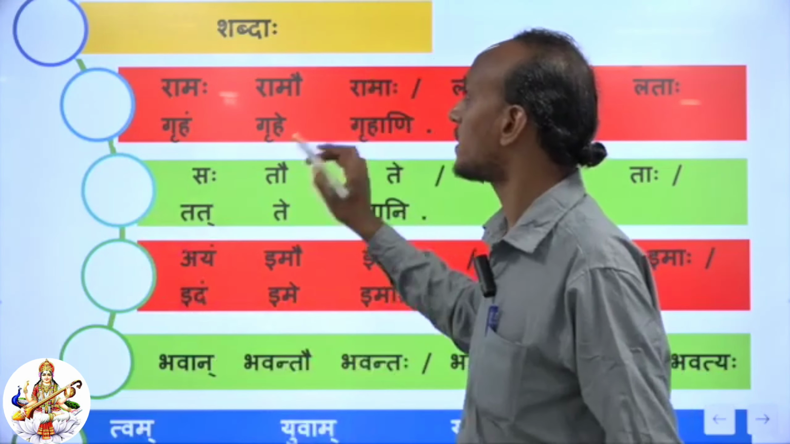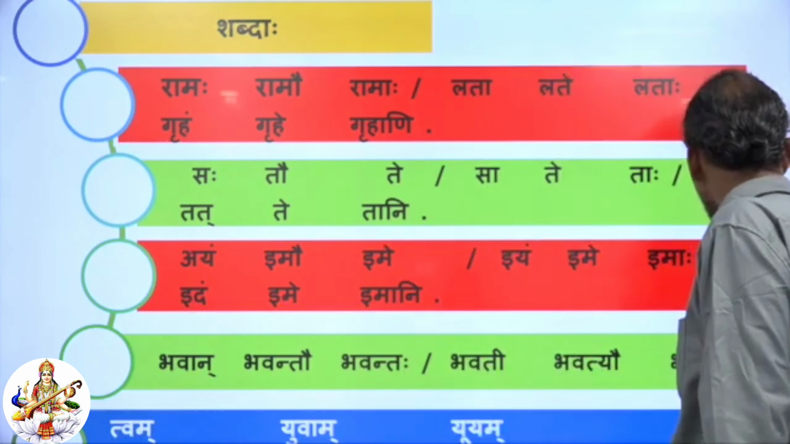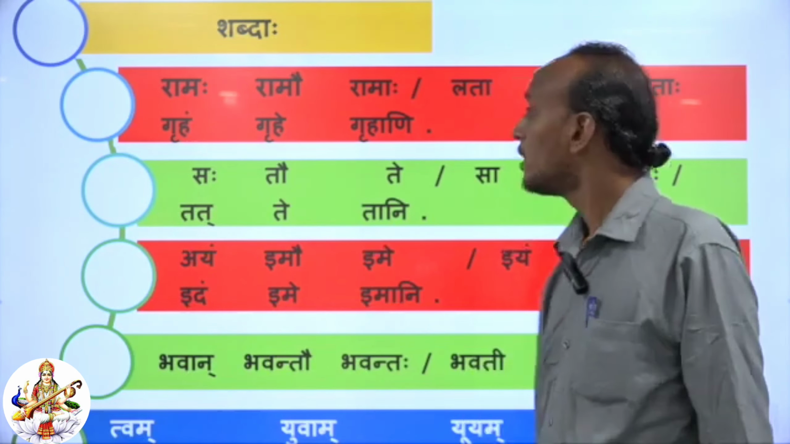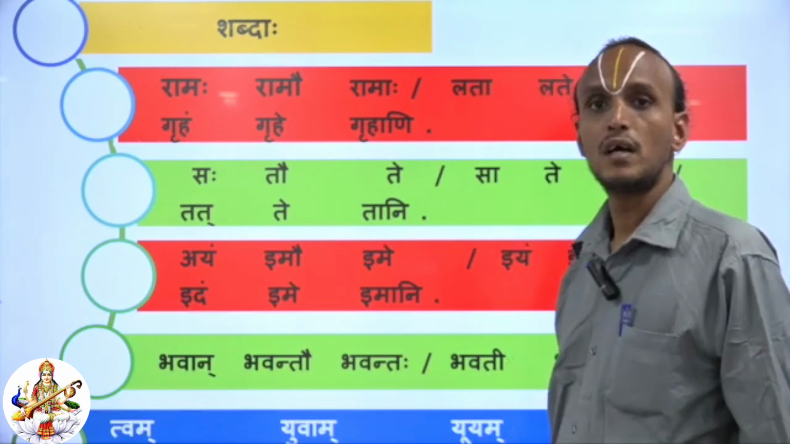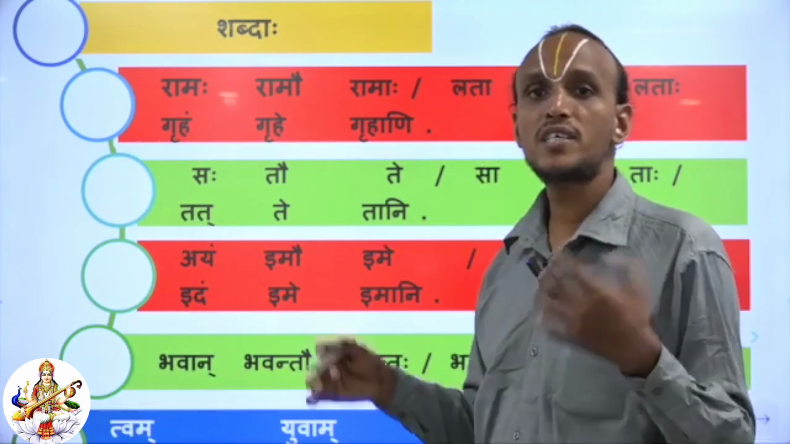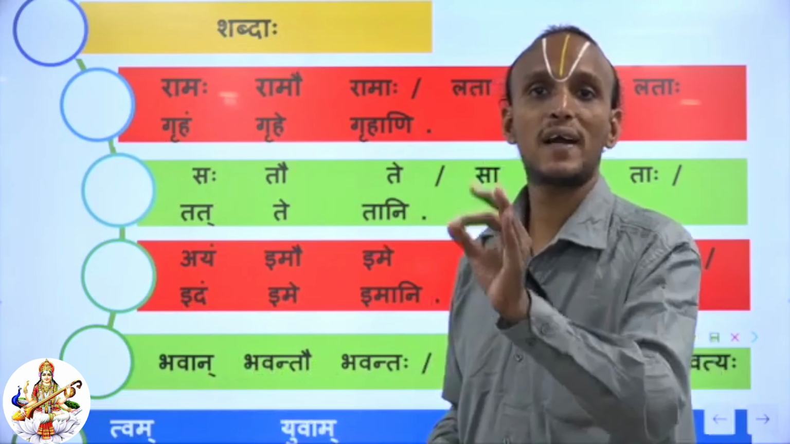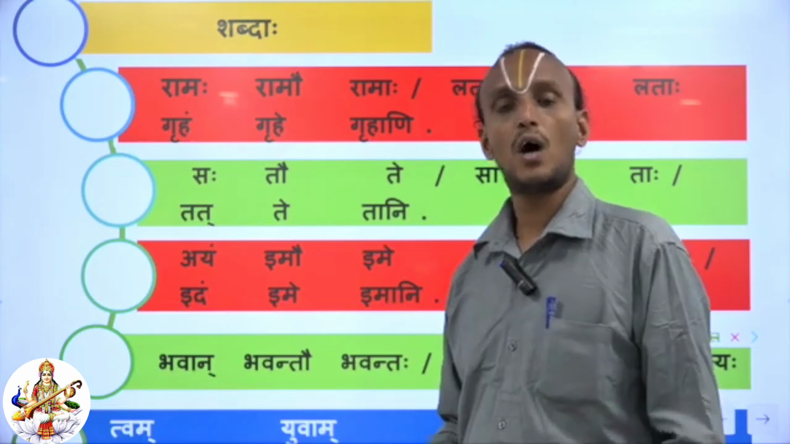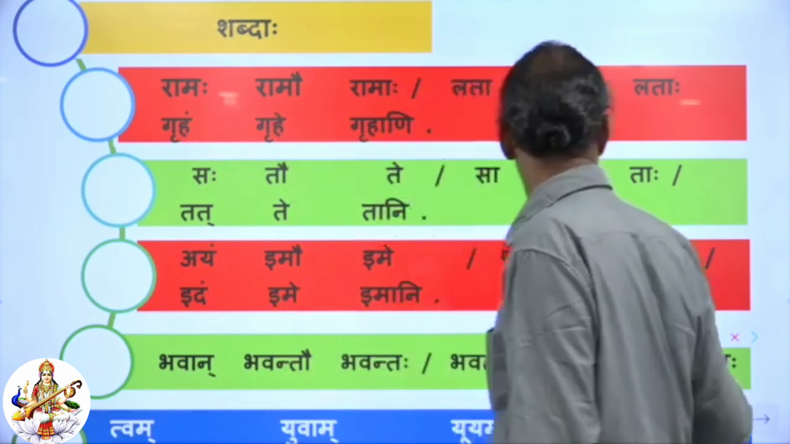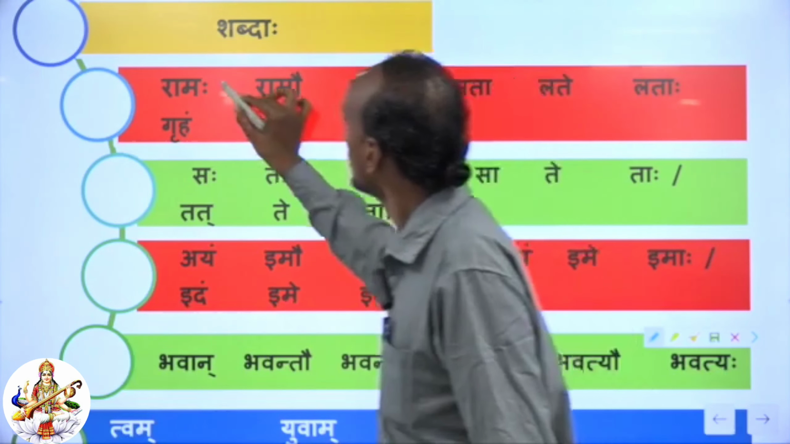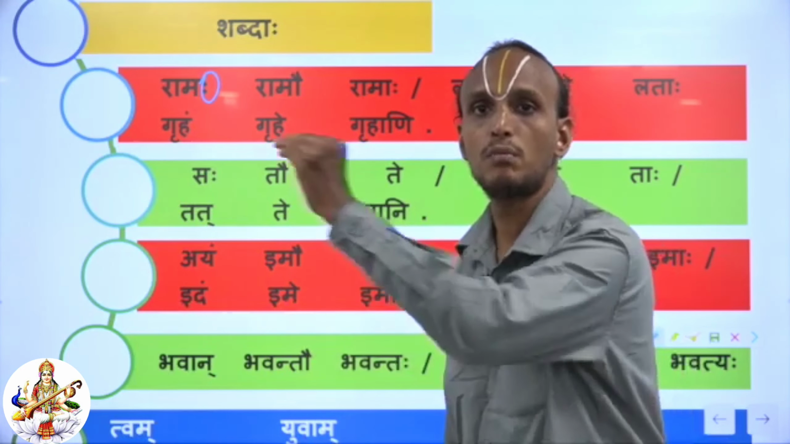See here. First, Shabdaha. Shabdaha means noun, subject, noun. First, they have given Ramaha, Ramau, Ramaha. Which gender does this Shabda belong to? Pumlingaha, masculine gender. How can we identify that? If a word ends with this visarga, then it belongs to Pumlingaha.